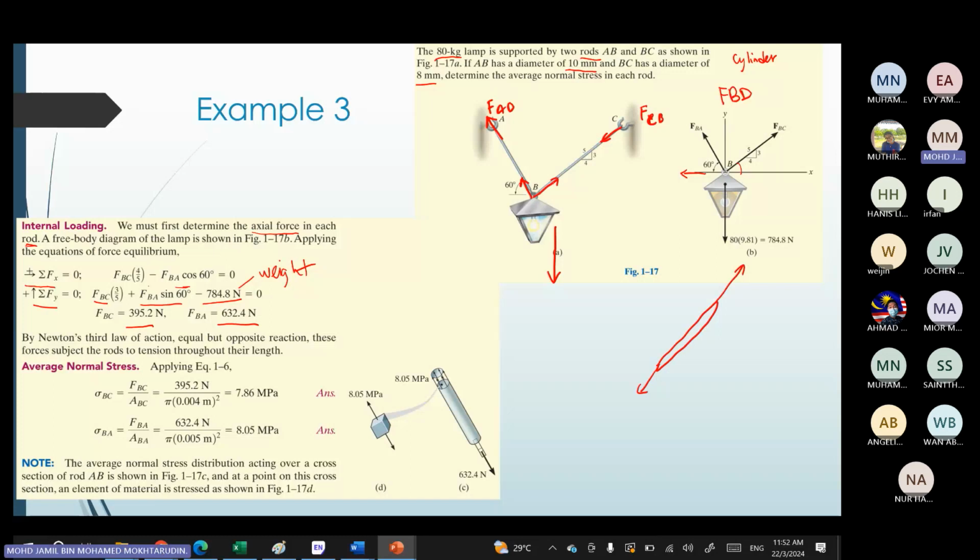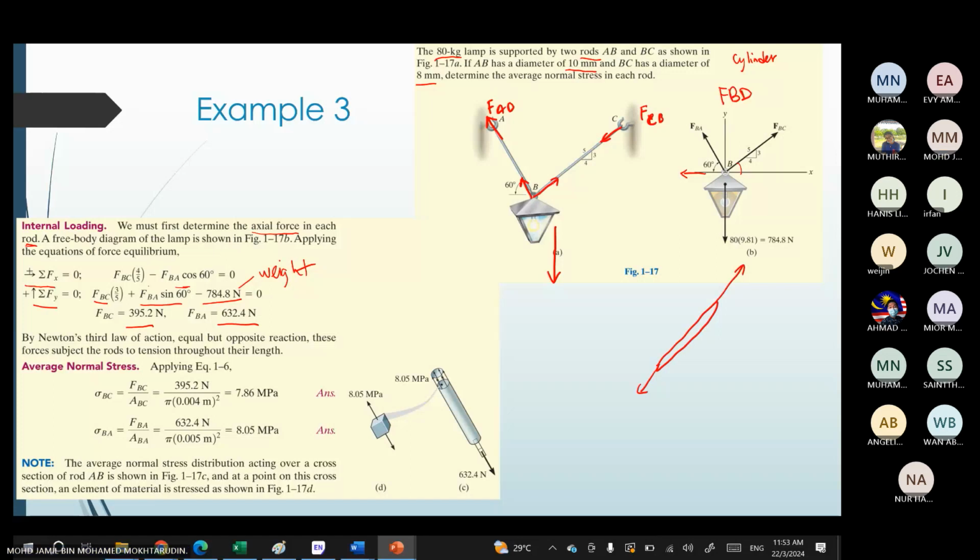Okay, they extend, so they are in tension force. I imagine where it goes. The lamp is heavy, so it will pull downward and cause the rod to be in tension. Okay, it will elongate. So both forces FBA and FBC will create tension or tensile stress.